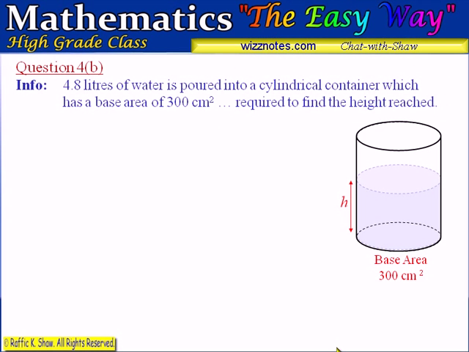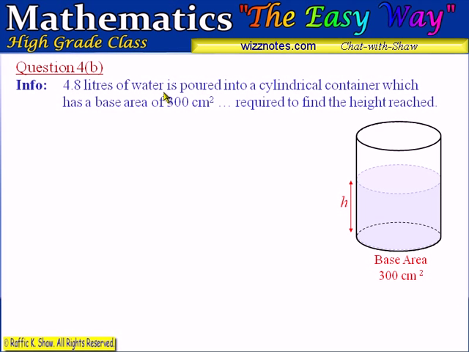Question 4B now tells us of a cylindrical bucket with a base area of 300 centimeters squared. So the base area, we have done a schematic for the cylindrical bucket. So it's a cylinder and the base area is 300 centimeters squared. And the question said that 4.8 liters of water is poured into the bucket. 4.8 liters of water is poured into the bucket.